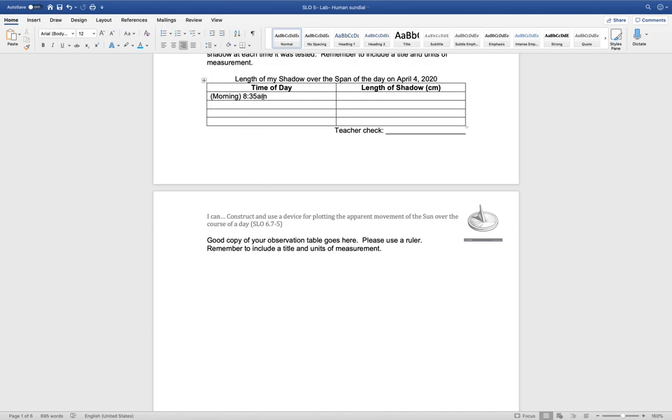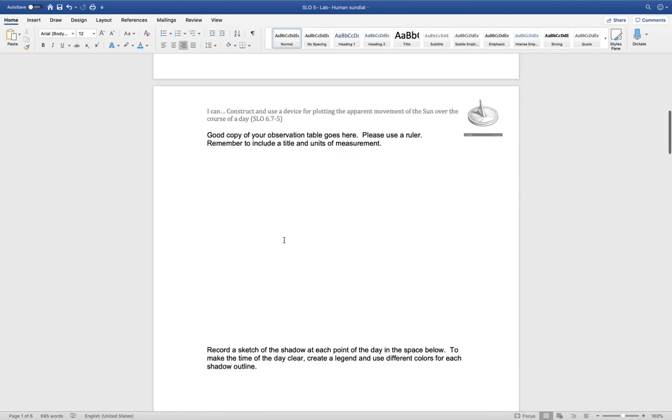Maybe you did 3 observations. That was what was expected. Maybe you even did a couple of extra. Again, if you did not do the experiment because you were not able to go outside, that's fine. Still, please have a good copy of your observation table here so that it's very easy for you to fill this in tomorrow when we have our Zoom session as a class.